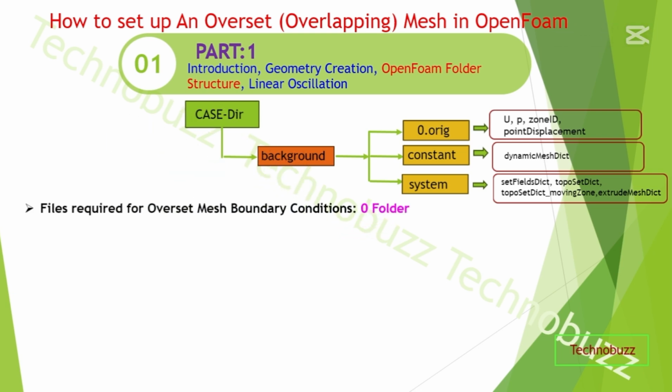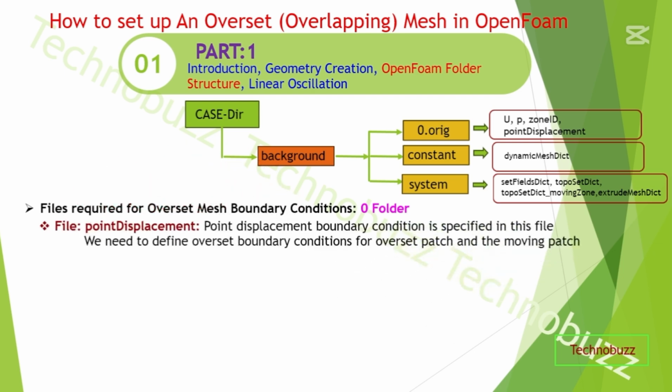In 0 folder, two additional files are needed to specify the overset mesh boundary condition. The first file is point displacement. The point displacement boundary condition is specified in this file. We need to define overset boundary conditions for overset patch and moving patch.